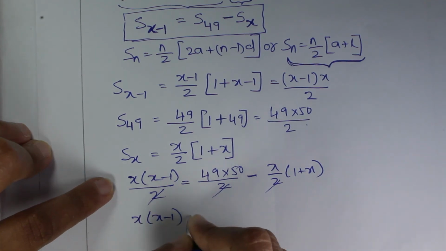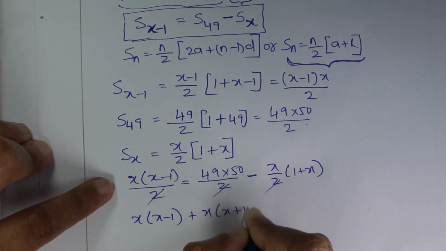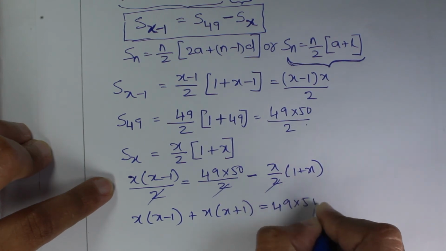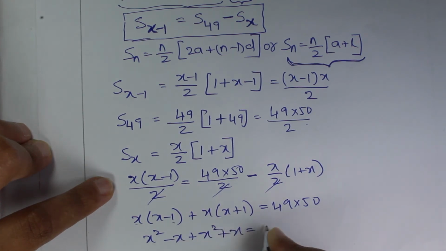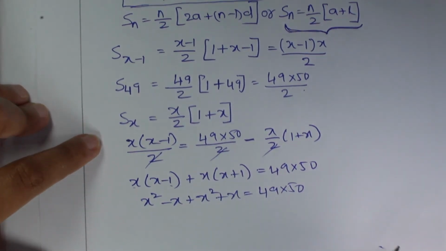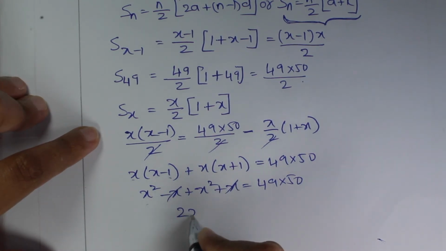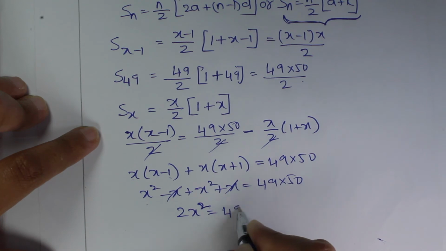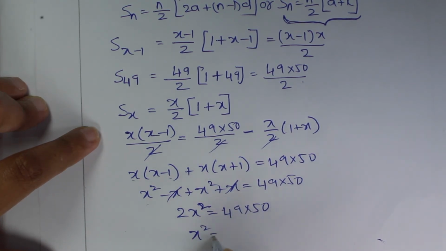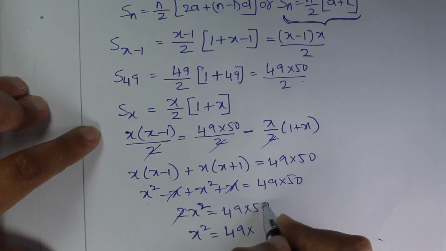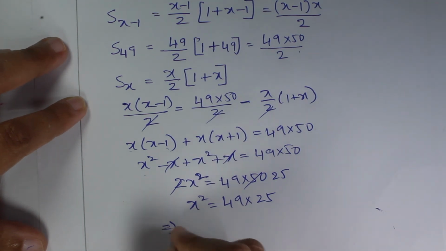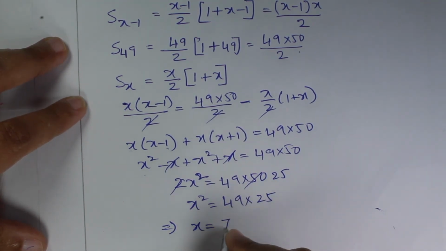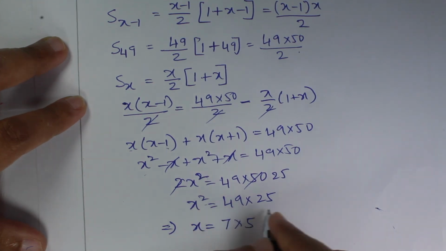x into x minus 1 plus x into x plus 1 is equal to 49 into 50. x squared minus x plus x squared plus x is equal to 49 into 50. The x terms get cancelled. 2x squared is equal to 49 into 50. x squared is equal to 49 into 25. That implies x is equal to the square root of 49 into 25, that is 7 into 5, which is equal to 35. You understood this, right?